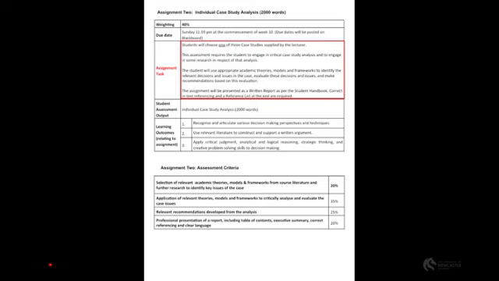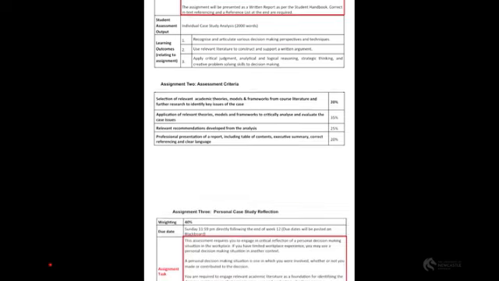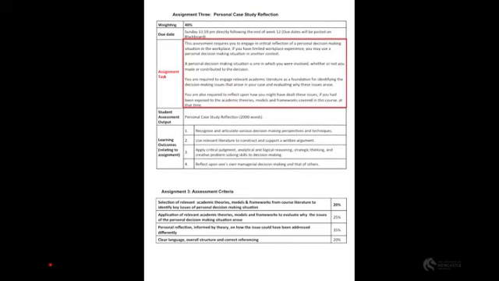And finally, let's look at assignment 3, a personal case study reflection. And this is on page 14 of your course outline. You can see the same layout as assignments 1 and 2. You can see weighting, due, expected student output, learning outcomes related to the task. And again, under the specification table, you can see the assessment criteria that will become standards for a marking rubric that will be available to you.